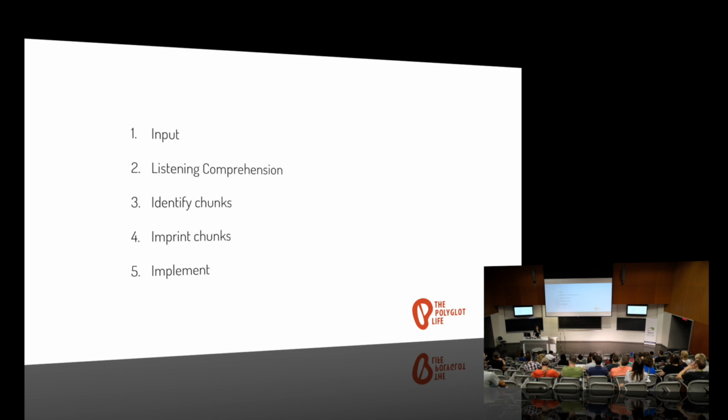Fourth step, imprinting the chunks on your brain, so memorizing them. And then the 5th step, of course, speaking yourself, implementing. So I thought we could just go through these steps a little bit, and I'll give you some more examples of chunks as well, and show you exactly how I do this myself and how we do this in my language courses. So first step, input.